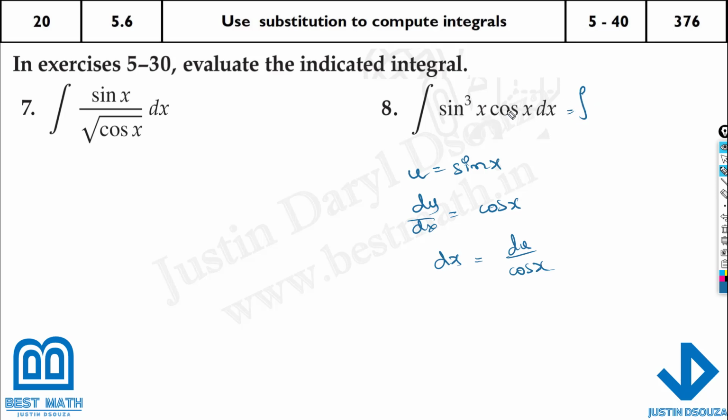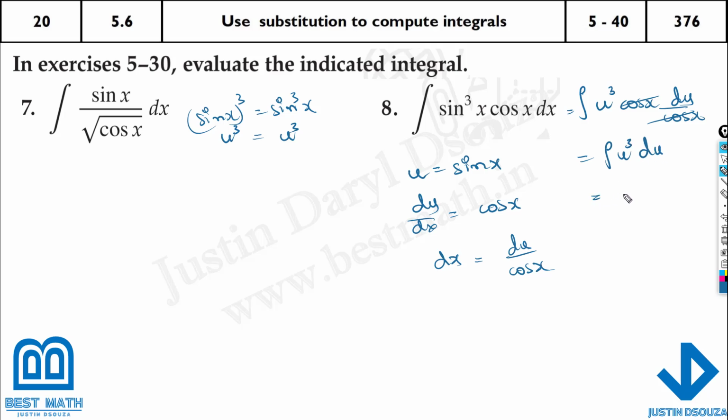Now let's substitute back over here everything. Integral. Instead of sine, I'll write u to the power 3 because it's sine power 3, right? It's basically a whole power 3 itself. So sine x, the whole power 3 is equal to sine to the power 3 x. It's the same thing. So I've assumed sine to be u, so it will be u power 3. Now here then, what is remaining? Cosine x. What is dx? Dx can be written as du by cosine x. So cosine x cancels off. You have to just integrate u to the power 3 du, which is so simple, isn't it? It'll be u power 4 by 4 plus c.